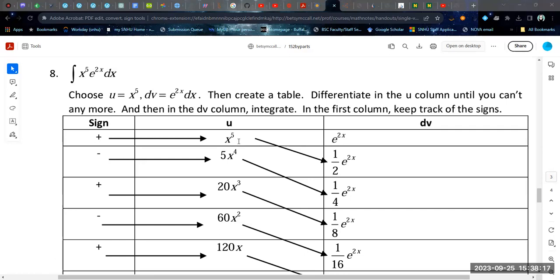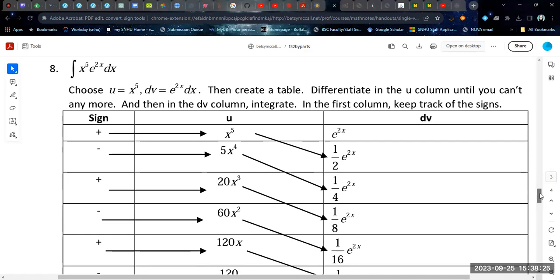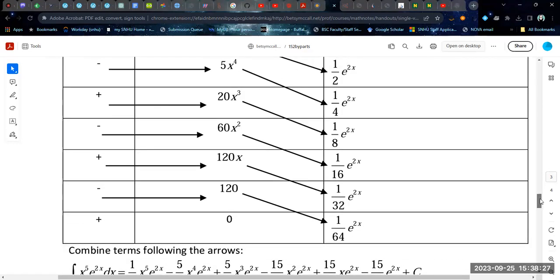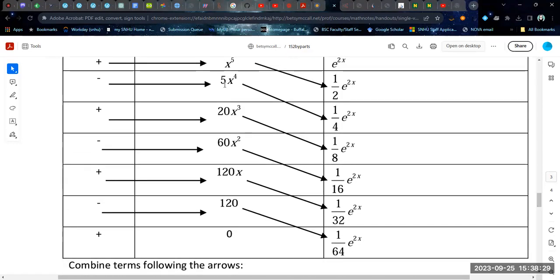And then what you're going to do is differentiate this going down the column until you run out. And that's why it needs to be a polynomial. So we started with x to the 5th, and the derivative of that is 5x to the 4th, and the derivative of that is 20x cubed, and the derivative of that is 60x squared, and the derivative of that is 120x, and the derivative of that is 120, and then the derivative of a constant is 0, and that 0 tells you how long your table has to be. That tells you when to quit.